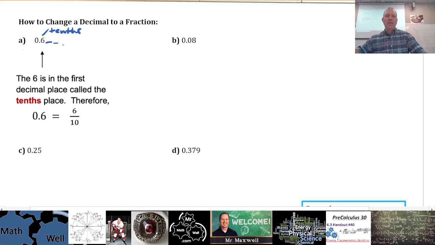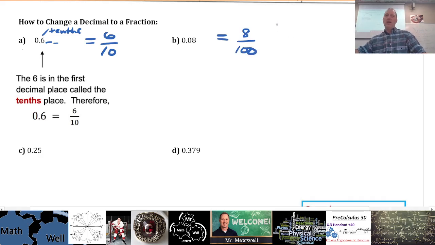The next place then would be thousandths. Okay, so if we have a 6 in the 10th spot, that's easy to write this as 6 tenths, or 6 over 10. What about this one? 8 is in the which spot? It's in the hundredth spot. So that's going to be 8 over 100. Very good. Now, we can simplify this.